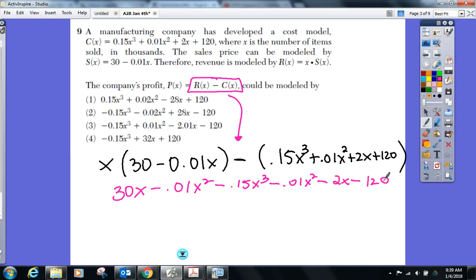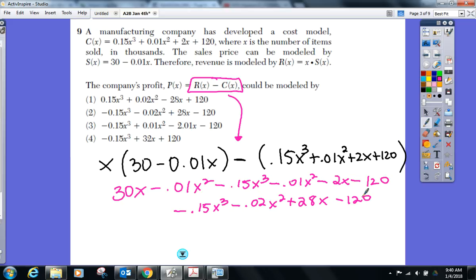All right, let's combine our like terms now, Matt. I always like to start with the highest exponent because I need it written in order. Is there anything to combine with? Nope. So that's going to be negative 0.15 x cubed. What about the squareds? Can I combine the squareds? Negative 0.01, negative 0.01. The x's now. I got 30 and I got 2x. 30 and negative 2x. 28x, and anything with the 120 I can combine? Nope, done. That's all this was. That's all it was.